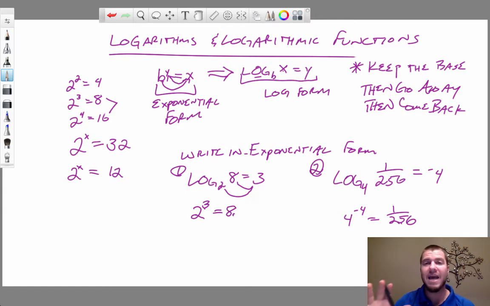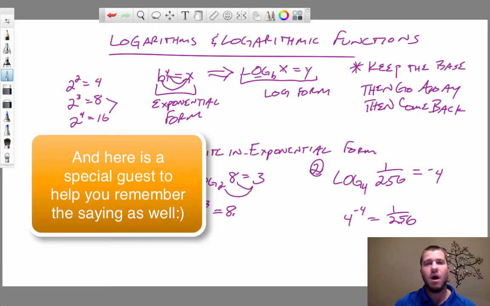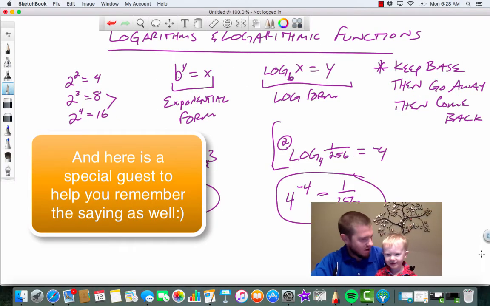So if you remember that saying, you should be good going quickly from one to the other, back and forth either way. Say it all at once. Ready? Keep the base, then go away, then come back. High fives. Keep the base, then go away, then come back. High fives. That was perfect.